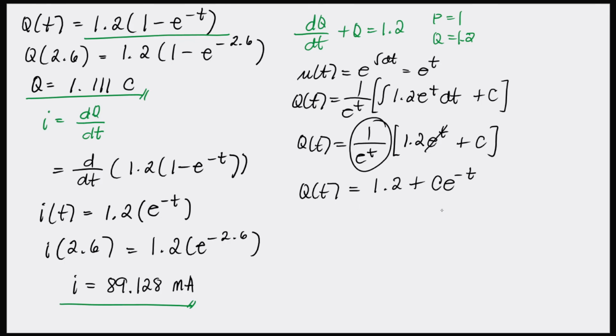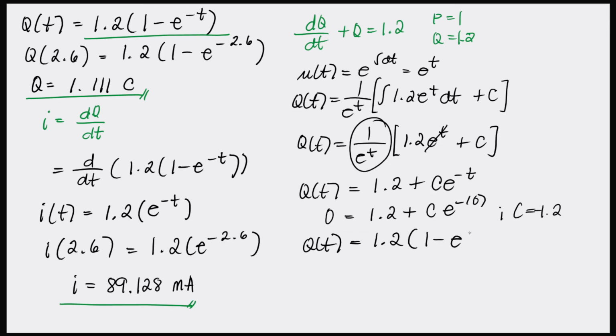So, what's the value of c in this case? Charge is 0 when time is equal to 0. So, 1.2 plus c e raised to negative 0. So, we have c is equal to negative 1.2. So, we have q of t be equal to 1.2, again factoring out 1.2, times 1 minus e raised to negative t. So, we have the same formula and we will arrive at the same answer using linear. Linear is really faster and easier, as long as you know the formula, of course.